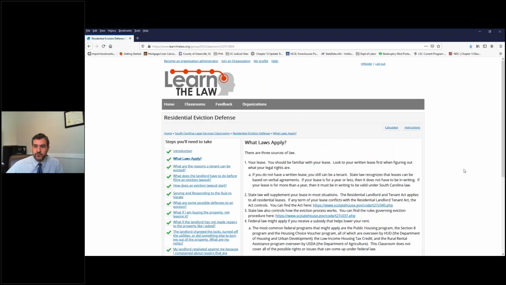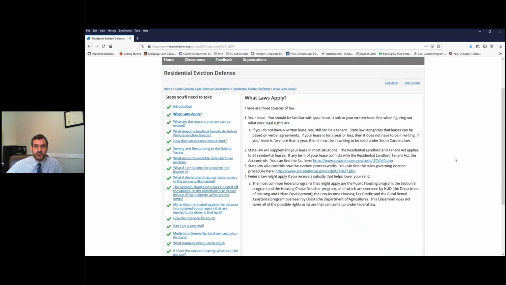So the first lesson is sort of what laws apply. The laws that apply to an eviction are 3: the lease, state law, and if you live in a federally subsidized property, federal laws also come into play. If you wanted to rank those, the lease is probably the most important. State law sets certain baselines. So if parties don't have a lease or if it's not written down, state law will add some lease terms. Some of those lease terms can be modified or waived by a written lease.